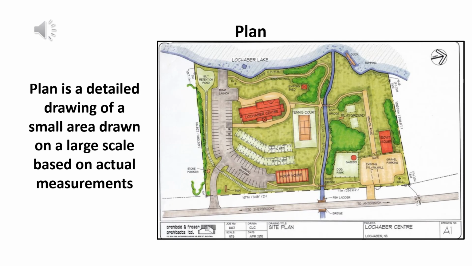When we want a detailed drawing of a small area like your classroom or the interior of your house, we use a plan. A plan is a detailed drawing of a small area drawn on a large scale based on actual measurements taken on the ground. This is done by selecting a scale to represent the ground distance on a sheet of paper. Thus, when we compare a plan and a map, we see that a plan shows a small area on a large scale, while a map shows a large area on a small scale.